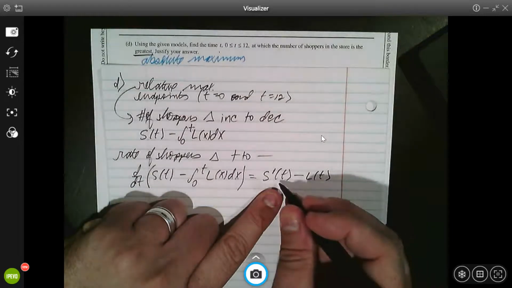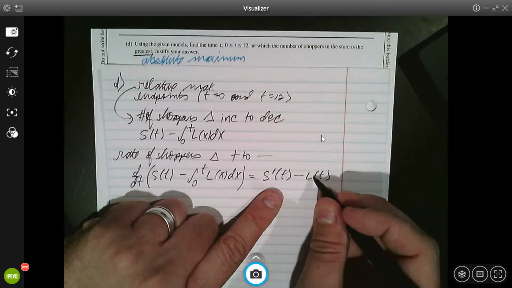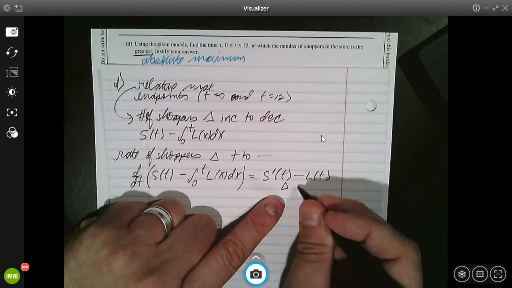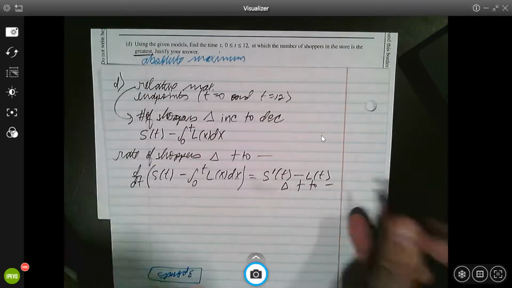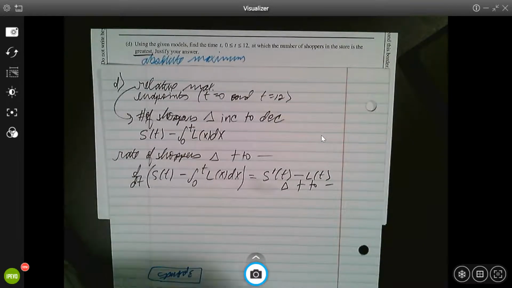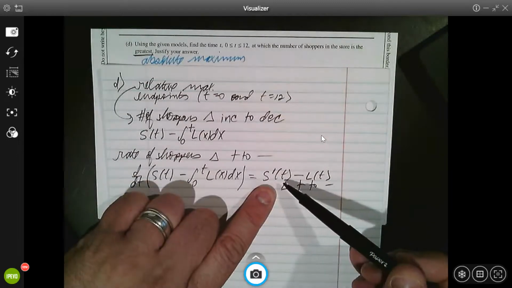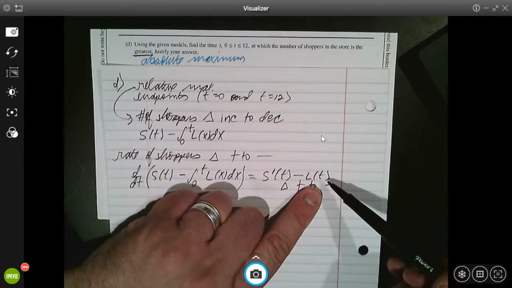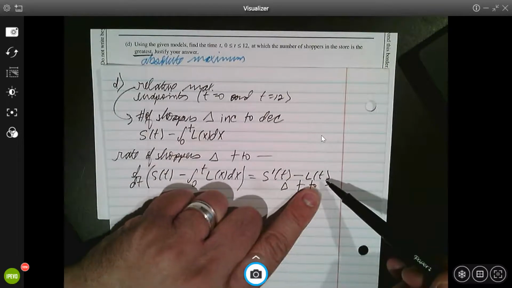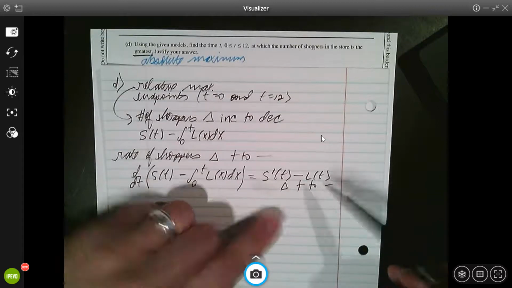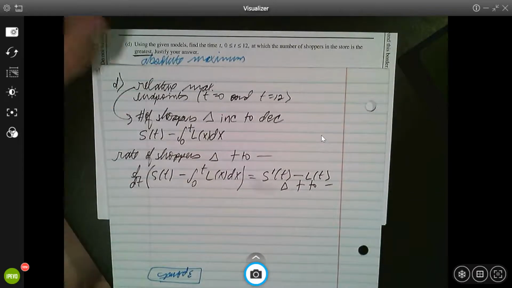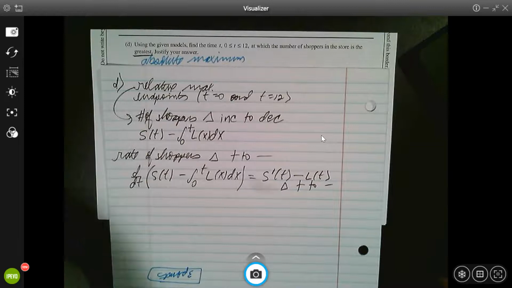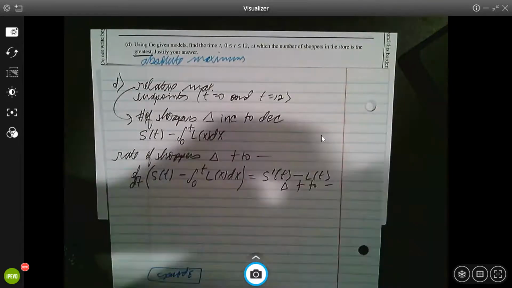I need to see where s prime of t minus L of t makes a change from positive to negative. Now, this is going to be a little bit tricky. We have a function already for s prime of t. We were given a function for L of t. I need to see where s prime of t minus L of t changes from positive to negative. We're going to need to get to the graphing calculator. So let's do this.